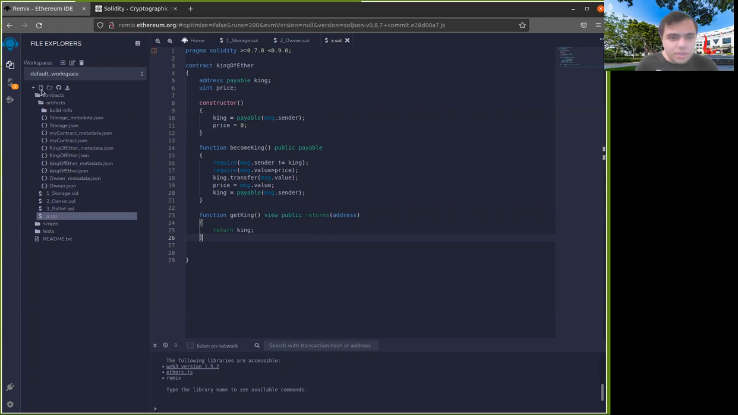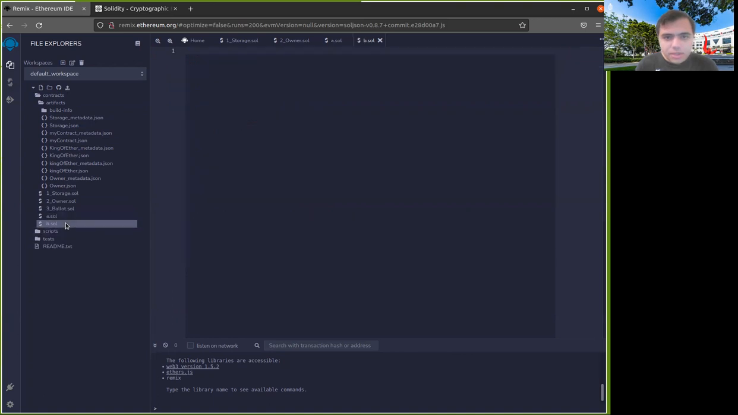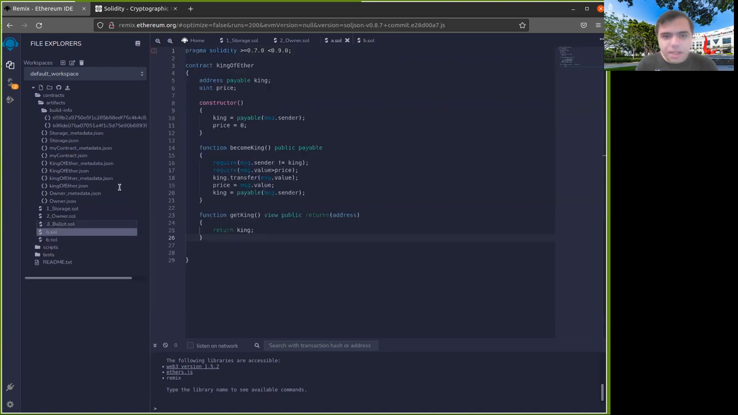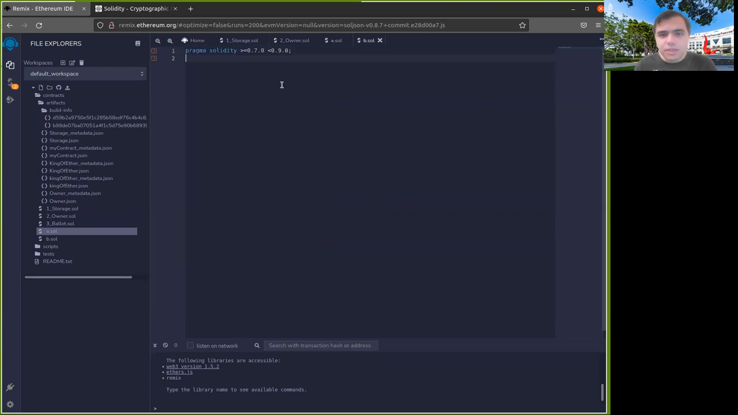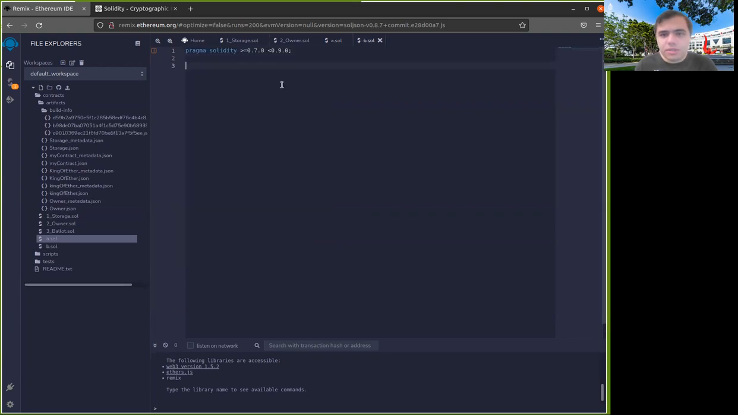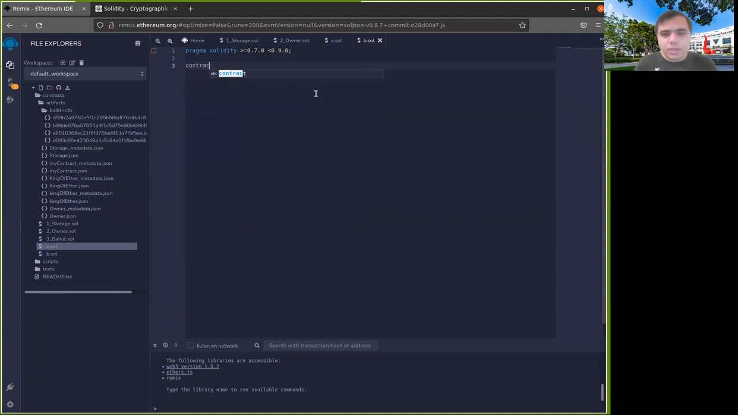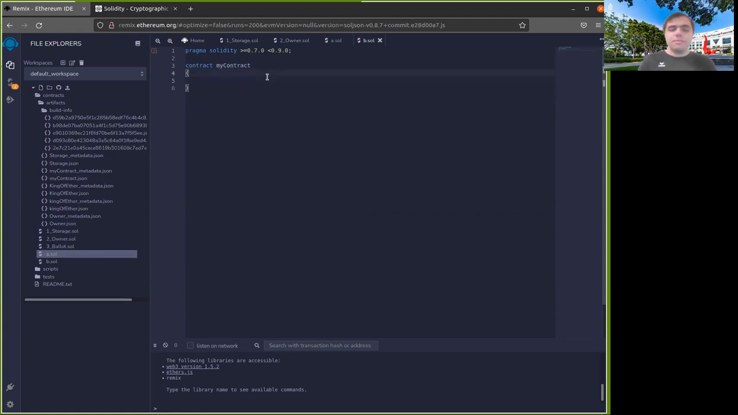so let me just create a new file here. I'm going to call this B. And again, as before, we have to start by saying what version of Solidity we're going to use. And then we're going to have a contract. We can give it a name. Okay.